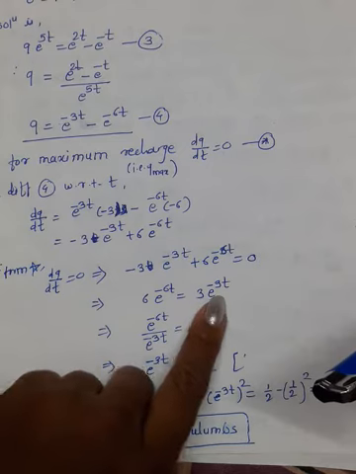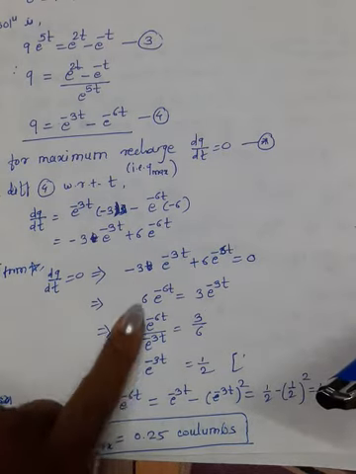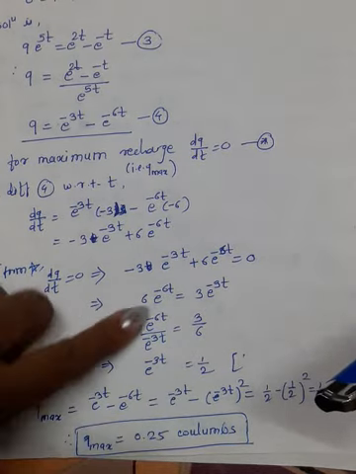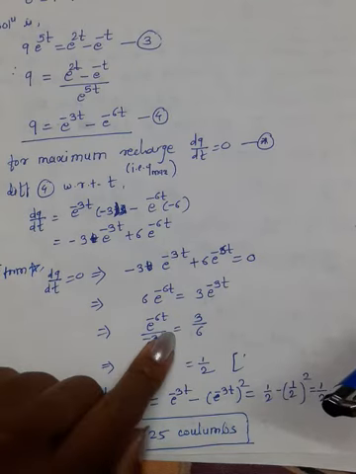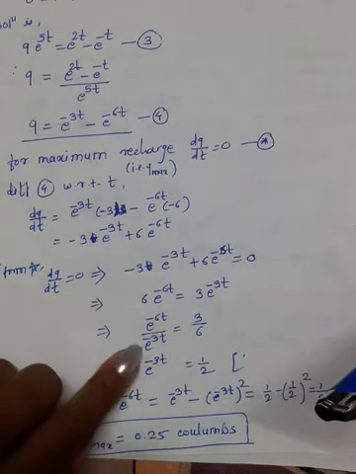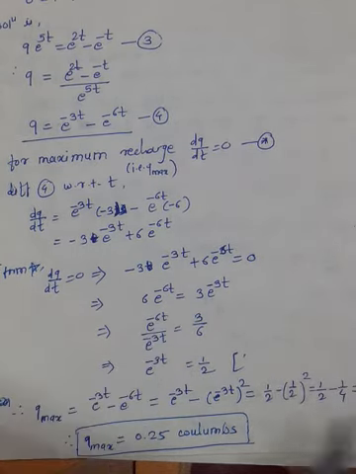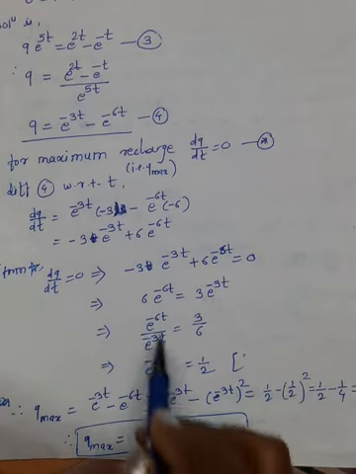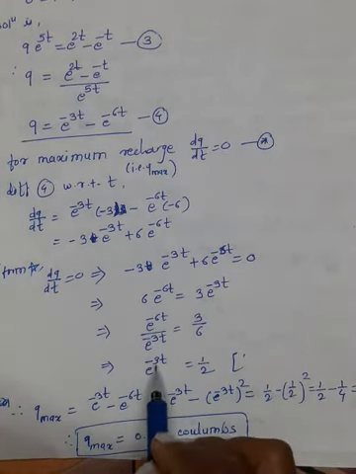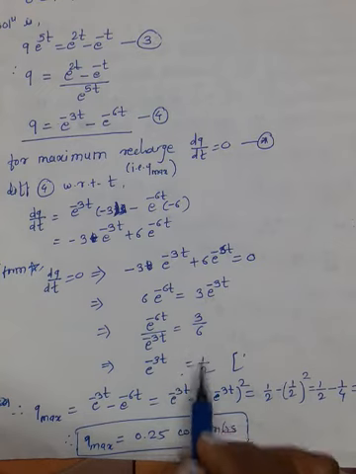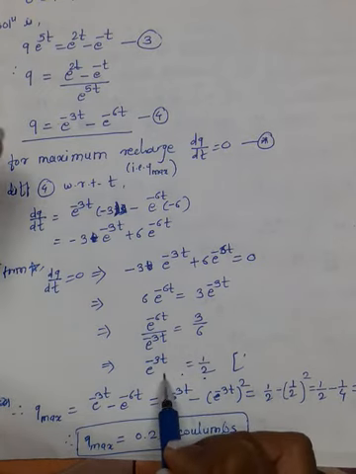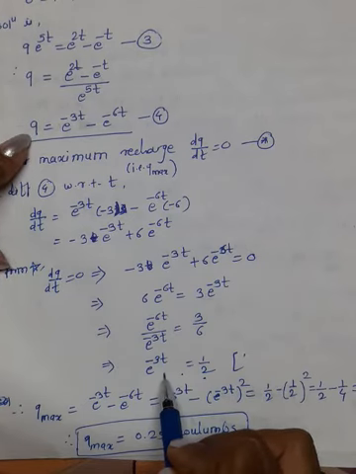Now take this e raised to minus 3t here and 6 on that side. We get e raised to minus 6t upon e raised to minus 3t is equal to 3 upon 6. Now take this e raised to minus 3t to the numerator. We get e raised to minus 3t, since minus 6 plus 3 is minus 3, is equal to 3 by 6, which is 1 by 2. Okay, now put this value in our final solution 4.